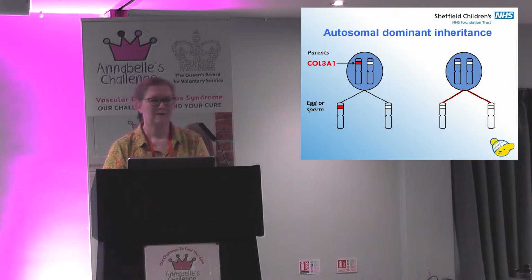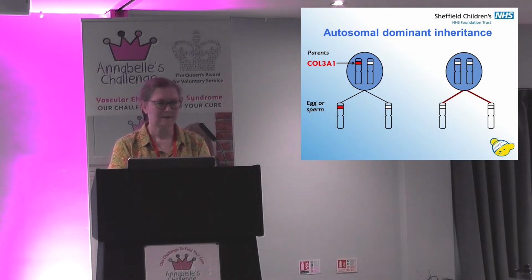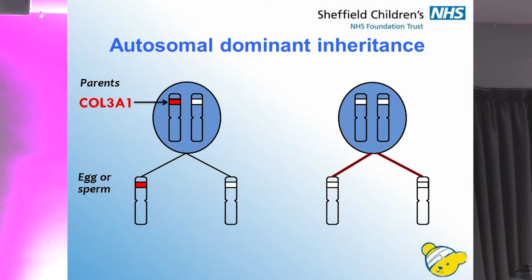So we quickly go over autosomal dominant inheritance. So we say to people it's a 1 in 2 chance if you have vascular EDS that your children might inherit it. But how do we get to this 1 in 2 figure? So the image on the left shows the person who's got vascular EDS, and we have 2 copies of each gene. So the red indicates the variant in the COL3A1 gene, and the white is a normal copy of that gene. And then the picture on the right is their partner.